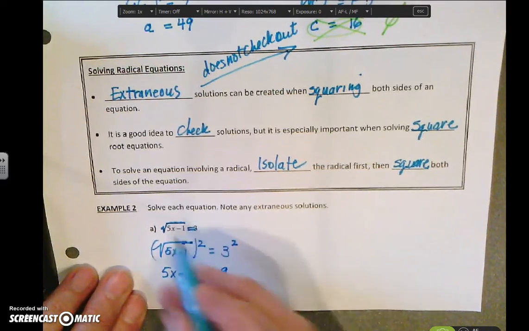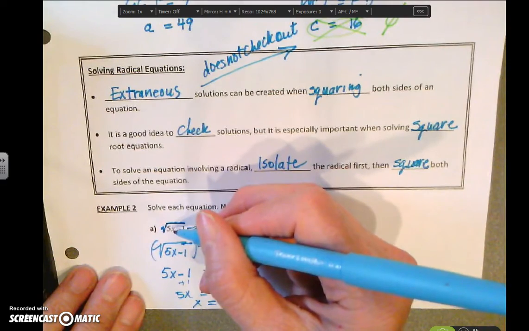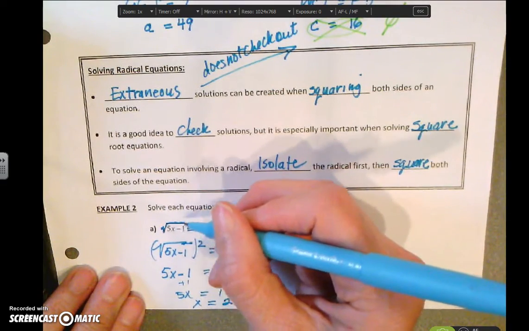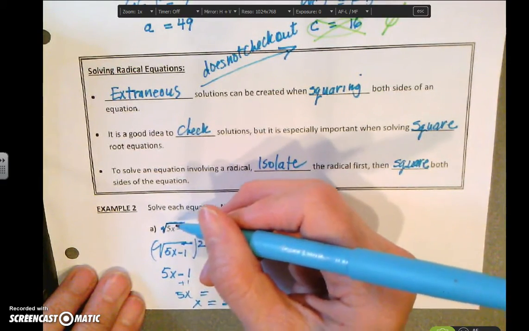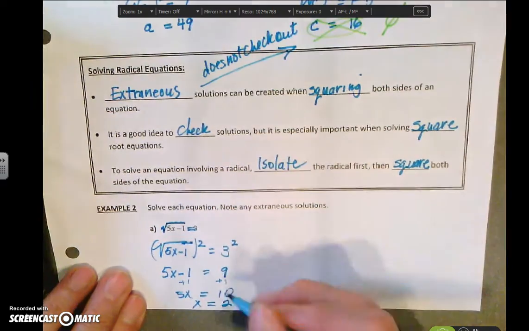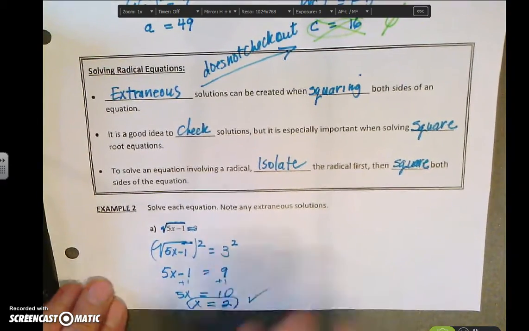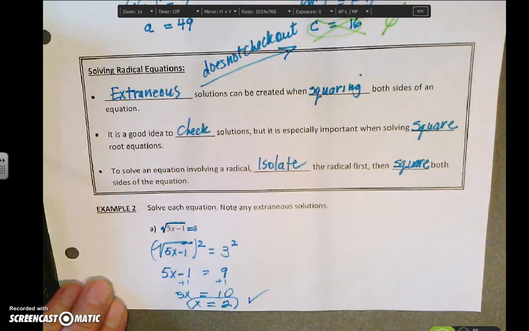So check it out. Let's put a 2 into the original. So 5 times 2 is 10, and 10 minus 1 is 9. The square root of 9 is 3, and then 3 is equal to 3, and that does check. And I'm going to circle that up as our answer. So end of video.